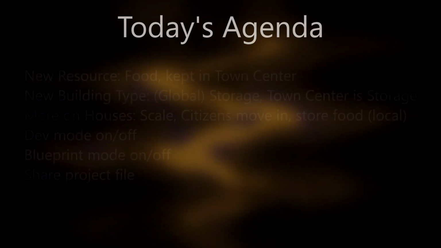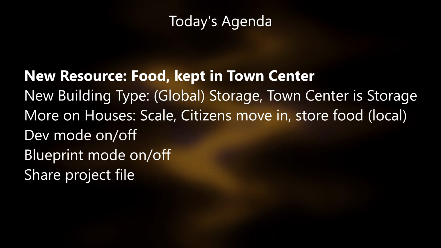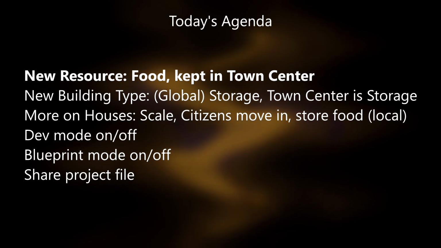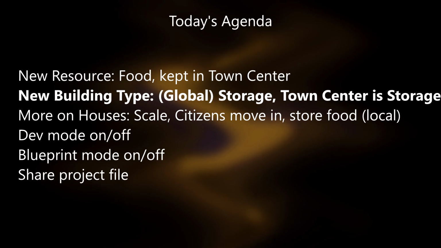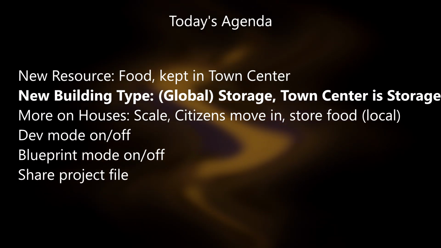So, today we are going to keep working on our city builder game, and the first thing I want to implement is food as a new resource. Next up, we have a new building type, storage, and we are going to implement this so that the citizens know where to look for certain items later on.